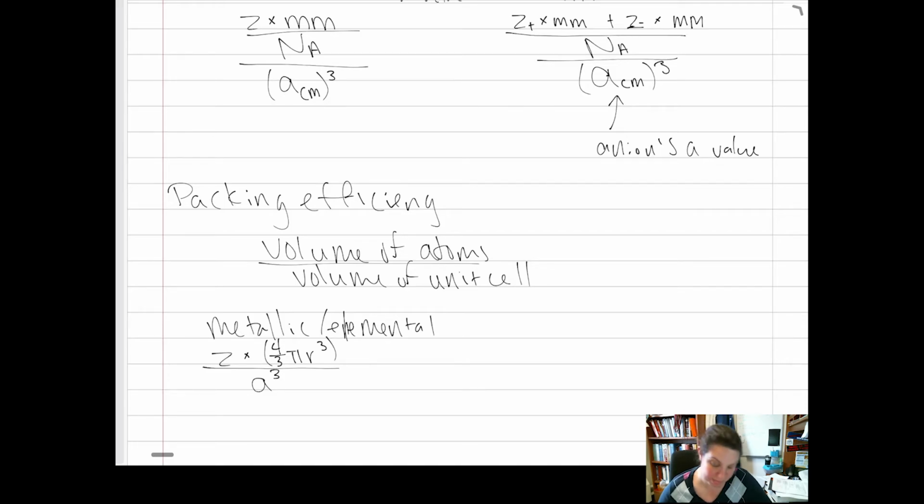Okay? For your ionic, this will be Z plus times 4/3 pi R cubed plus Z minus times 4/3 pi R cubed. Okay? And then it'll all be divided by A cubed.